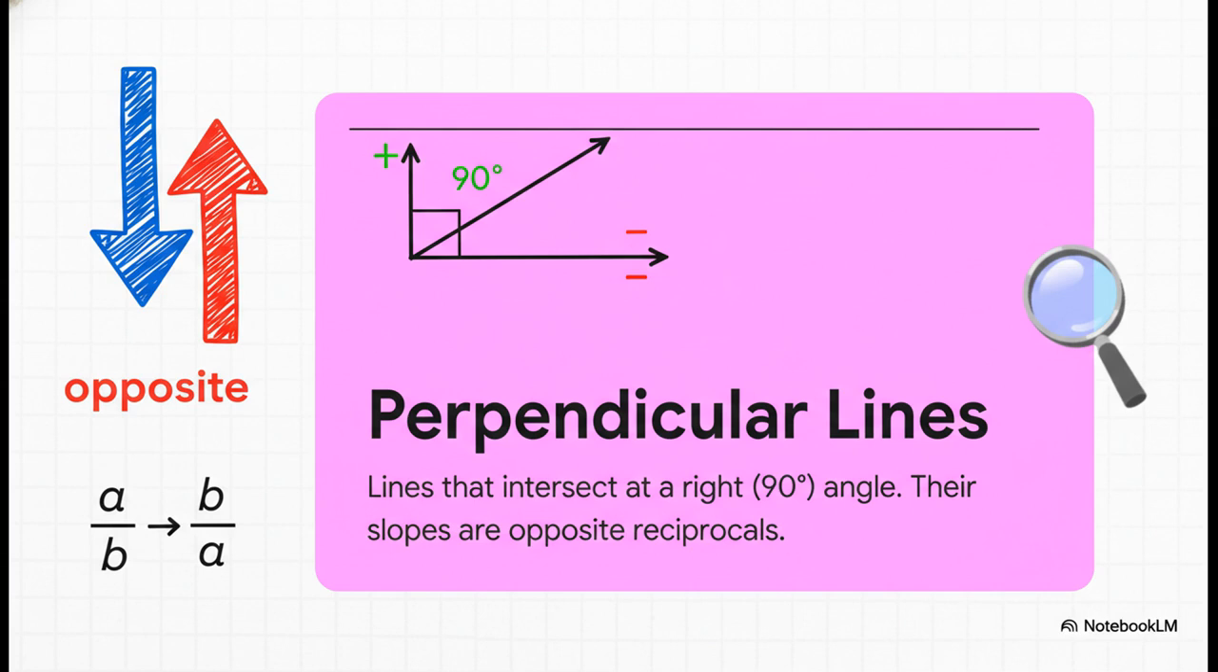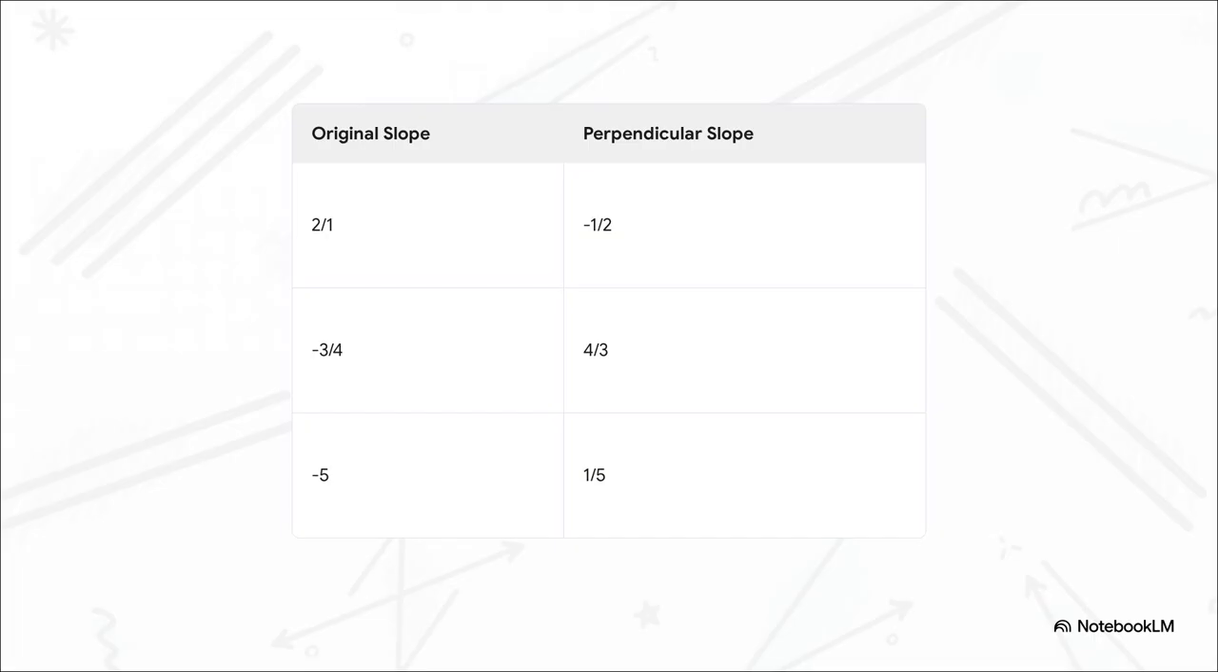And reciprocal just means you flip the fraction upside down. That's it. This little chart makes it super clear. If your original slope is 2, or 2 over 1, the perpendicular slope becomes negative 1 over 2. See? We flip the sign and flip the fraction.